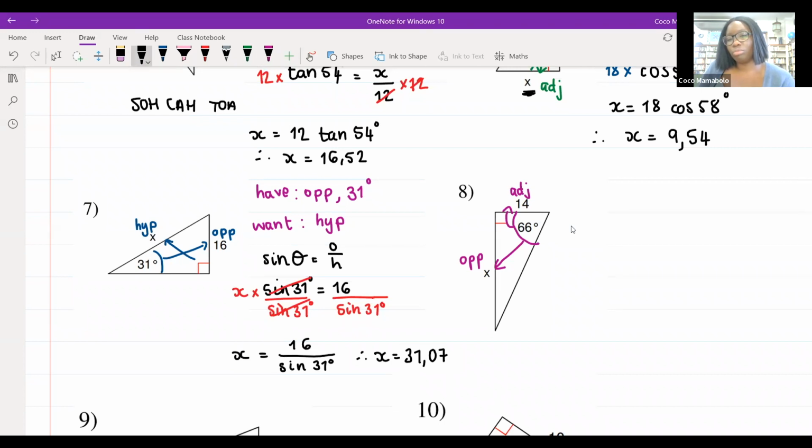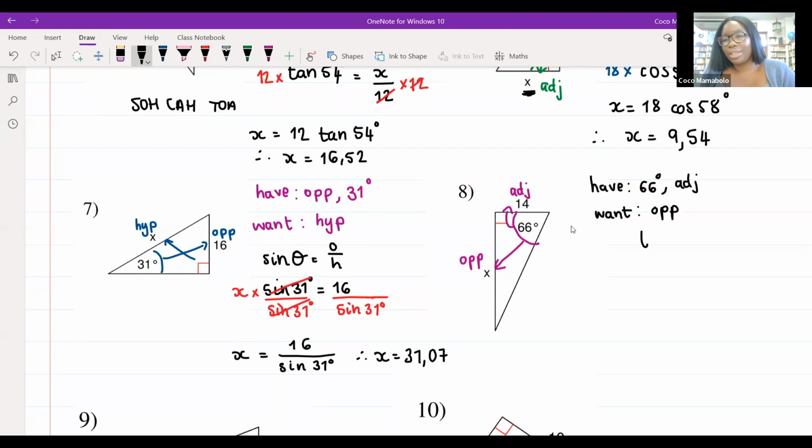Is it sine? Ooh, sine would need opposite and hypotenuse. I don't have that. What do I have? It's tan, madam. Sorry, it's tan. Tan, good. I've got 66 degrees and I've got my adjacent side. And what do I want? I want my opposite side. Right. So it's tan, good.